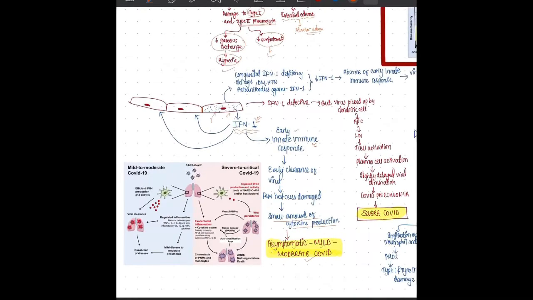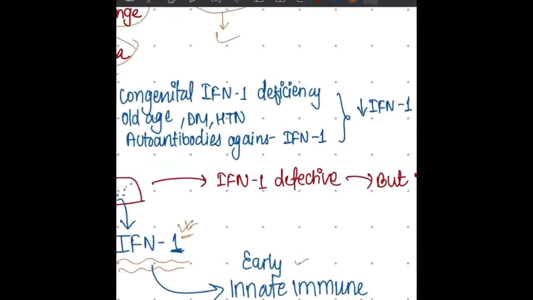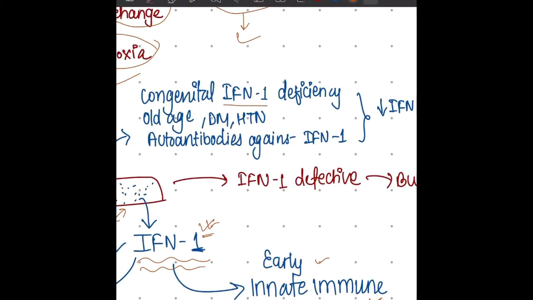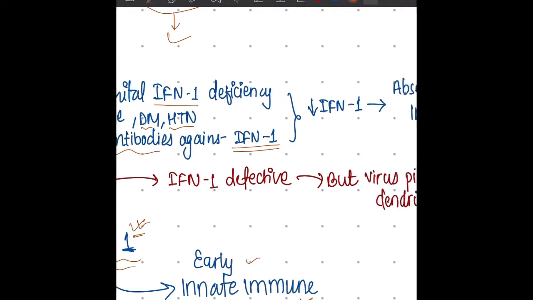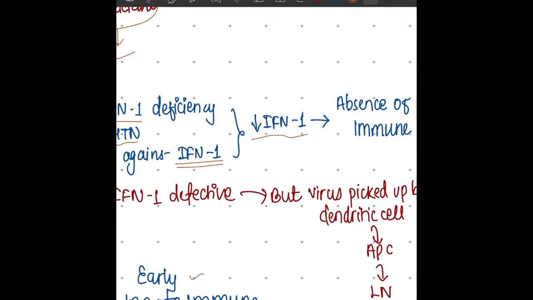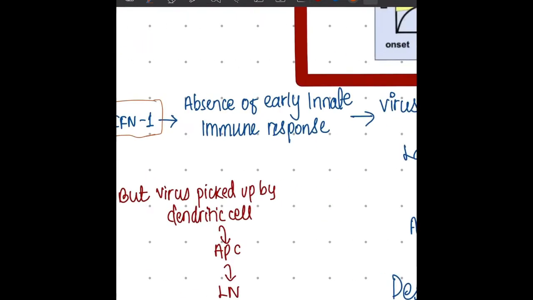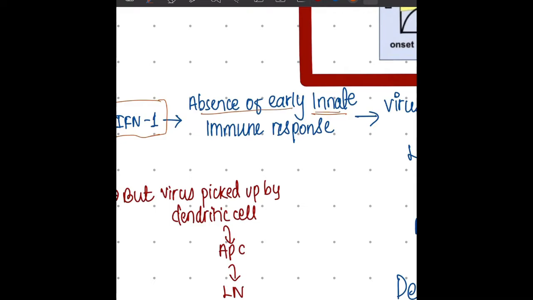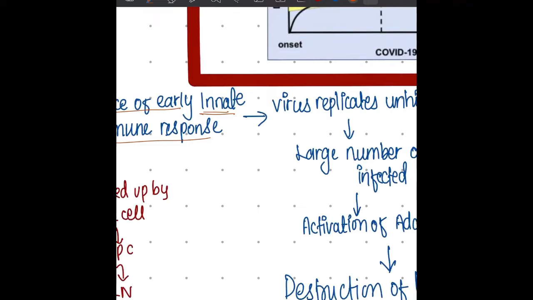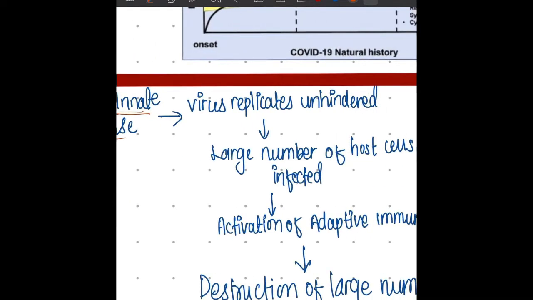But what if I talk about a particular population who has a congenital deficiency of interferon 1, or who is an old aged person, has diabetes mellitus, hypertension, is immunosuppressed, or has autoantibody against interferon 1? In all these populations, what is going to happen is that they will have a decreased density of interferon 1. So if you have a decreased density of interferon 1, there will not be early activation of innate immune response. So there is absence of early innate immune response, and due to this, the virus is not cleared. The virus can no more be cleared early in the disease.